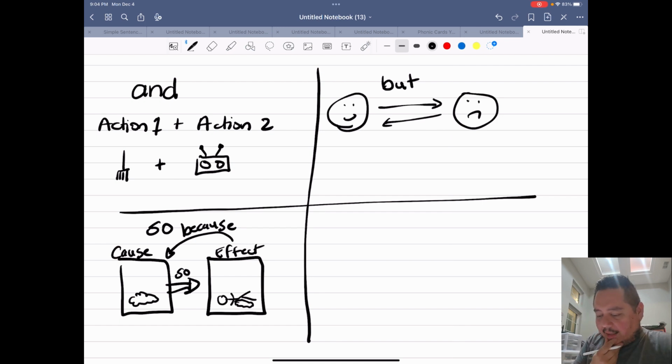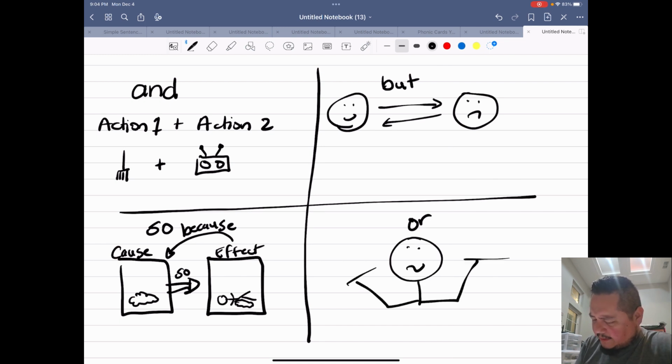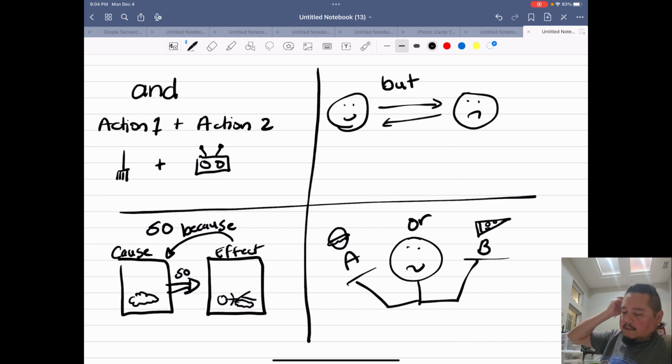Okay. And the last one is or. What I tell my students is that or is when you don't know what choice to take. You have choice A, choice B. I'll usually draw a burger and a slice of pizza. So, hey, do you want a burger or do you want pizza? Again, these are the four most common conjunctions for compound sentences.